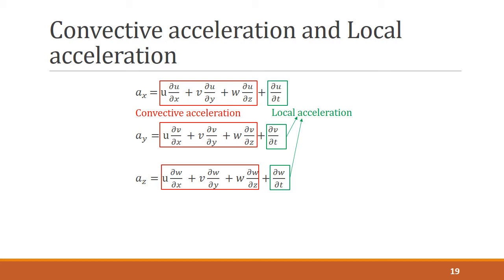So dou v by dou t and dou w by dou t are local acceleration terms, and u dou v by dou x plus v dou v by dou y plus w dou v by dou z is the convective acceleration term of ay, and u dou w by dou x plus v dou w by dou y plus w dou w by dou z is the convective acceleration term of az.